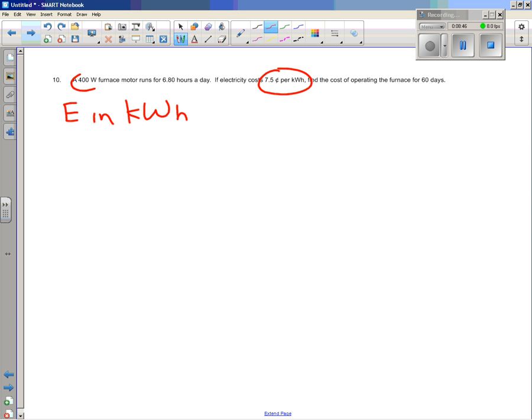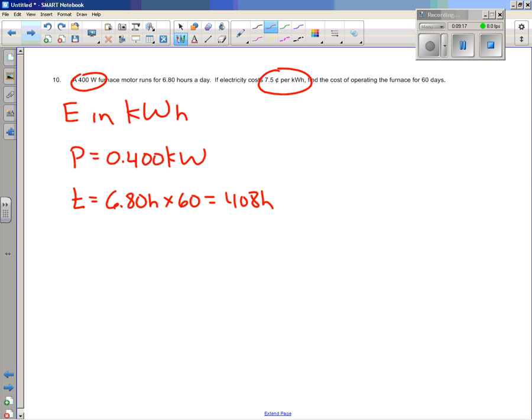So first of all, the power, 400 watts, is equal to 0.400 kilowatts. All right, that's done. The time is in hours already, 6.8 hours per day, but it's for 60 days. So overall, I've got 6.8 hours a day times 60 days, which gives me a time of 408 hours.